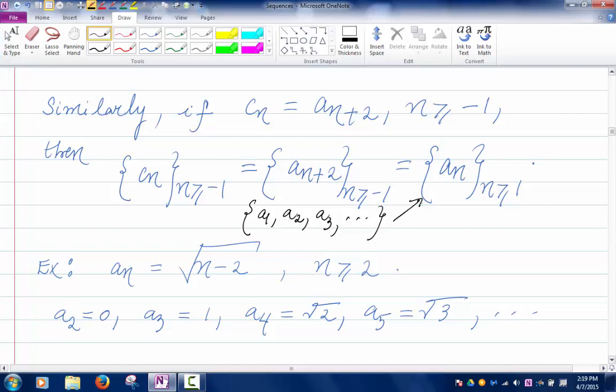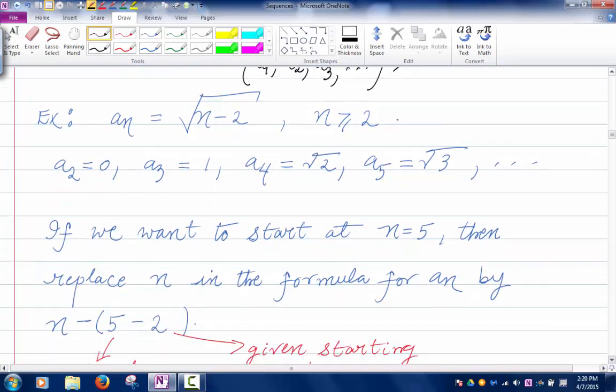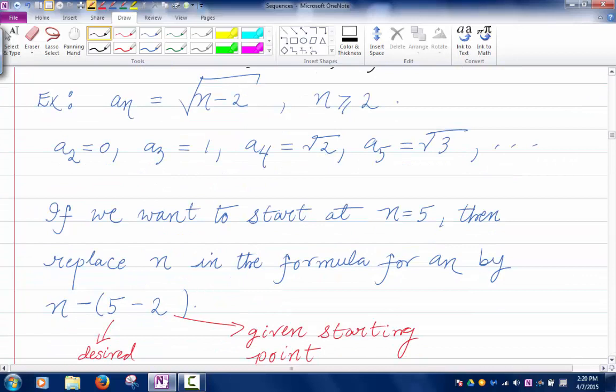So it is possible to start your sequence anywhere you want. Let's look at another example. This time let's take a specific sequence. Let's say I have the sequence An given by root of n minus 2, n is larger than or equal to 2. So what is the starting index for this sequence? Starting index is 2, A2. Right? So what is A2? 0, A3 is 1, A4 is root 2, A5 is root 3, and so on.